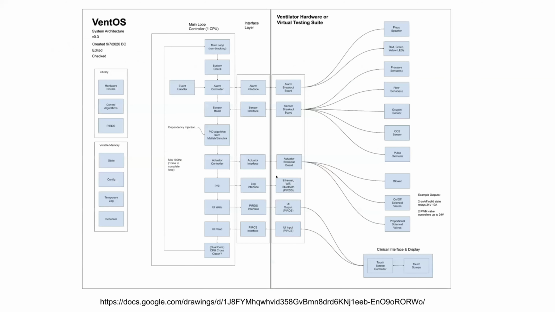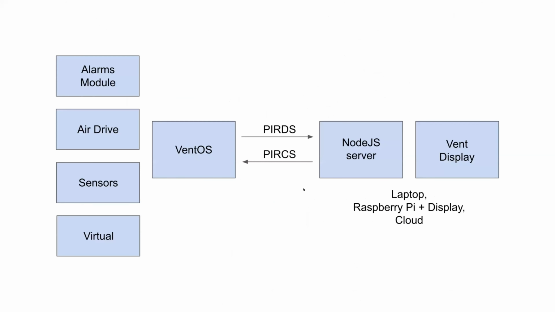This is the main system architecture overview, which is quite technical, but essentially we just have a simple deterministic loop. Then here are our API interfaces, and we can have different drivers and control various hardware. Here we have our clinical interface and display, which uses our PERDS and PERCS, so you could replace this with whatever suits the situation. Here's a higher level overview, and we're going to demonstrate this working in the next slide.